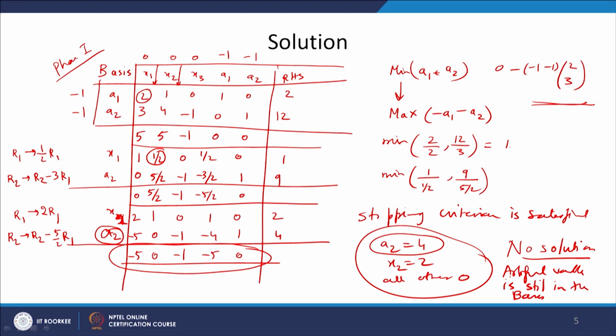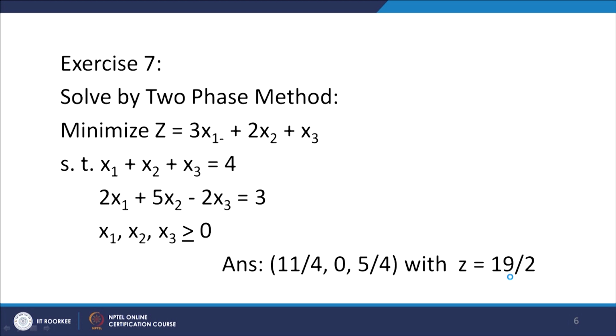So, now let us come to exercise number 7. Solve by the two-phase method the minimization of z equal to 3x1 plus 2x2 plus x3 subject to x1 plus x2 plus x3 equal to 4 and 2x1 plus 5x2 minus 2x3 equal to 3. The solution to the problem is 11 by 4, 0, 5 by 4 and z is equal to 19 by 2.